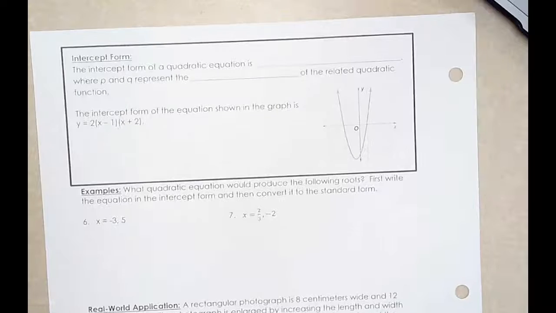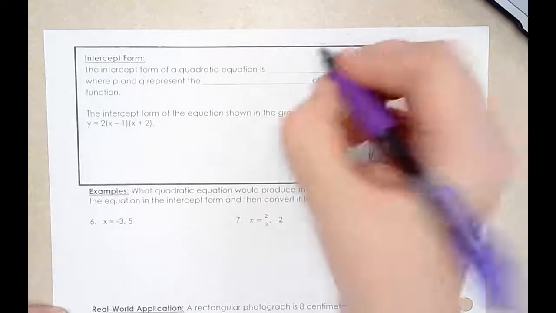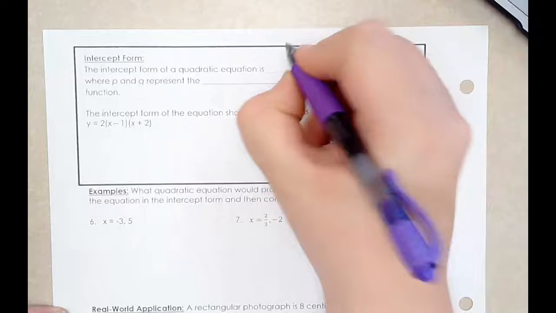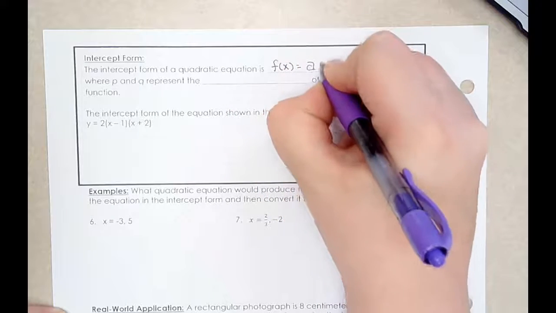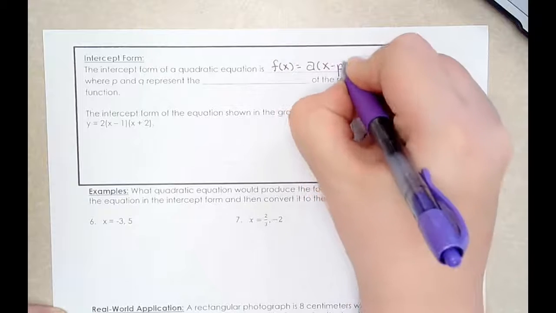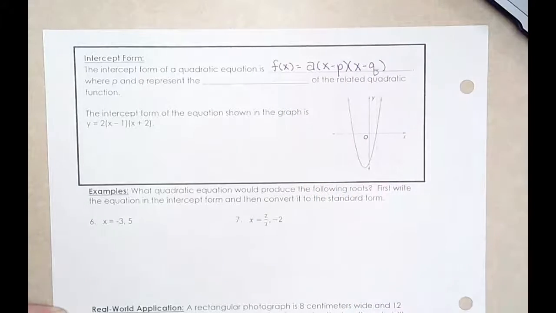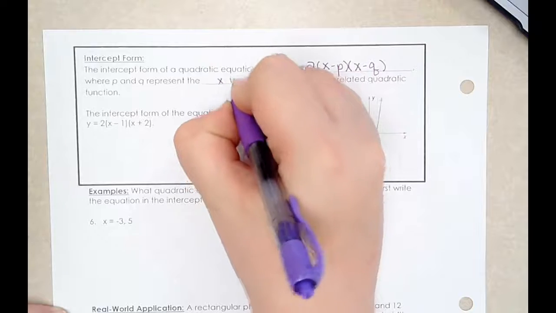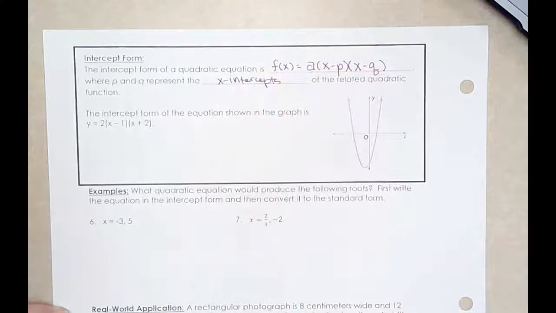Alright, so the intercept form of a quadratic equation is written in the form f of x equals a outside of x minus p times x minus q, where p and q represent the x-intercepts of the related quadratic equation.